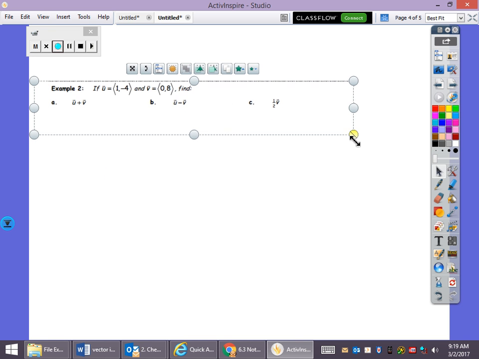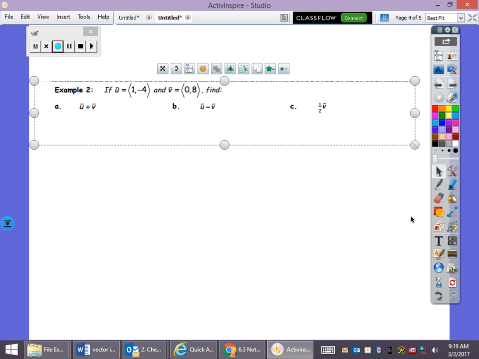We can do three different operations with vectors. We can add them, we can subtract them, and we can do scalar multiplication. Scalar multiplication, think of it simply as the distributive property. We will not, at this point, multiply a vector times another vector. That gets into matrices, and we will get into matrices in a later unit. It's not now.